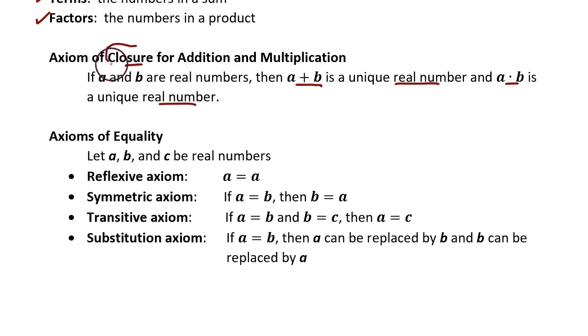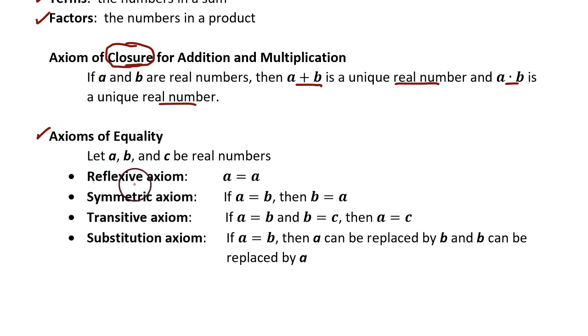The word closure is used to indicate that when you add together two real numbers, you get a real number. You get the same kind of number as the numbers that were added. Next, let's discuss the axioms of equality that you know from Algebra 1 class. Let A, B, and C be any real numbers.